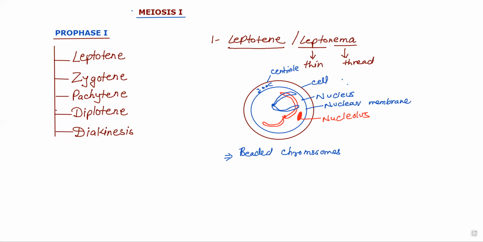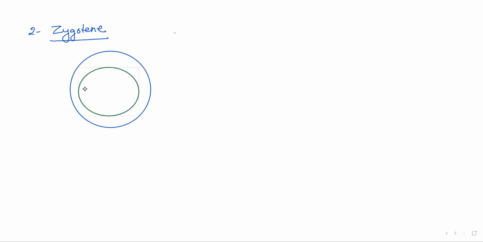Zygotene stage. Second is zygotene. So in the zygotene stage, there is pairing of homologous chromosomes. So let's see the diagram. Here is the cell. Here in the zygotene stage, the homologous chromosomes will start to make pairs.